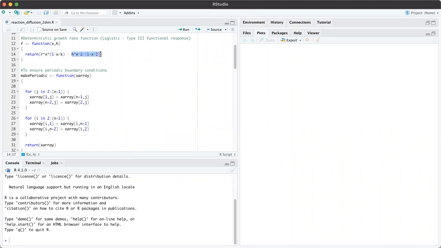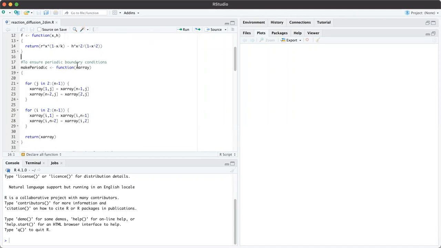So Rx into 1 minus x by k, that's the logistic model. This term again is something all of you know, this is Holling's functional response type 3. So if we set h equal to 0, we have basically the logistic model. That's what I will show you today. Just h equal to 0.